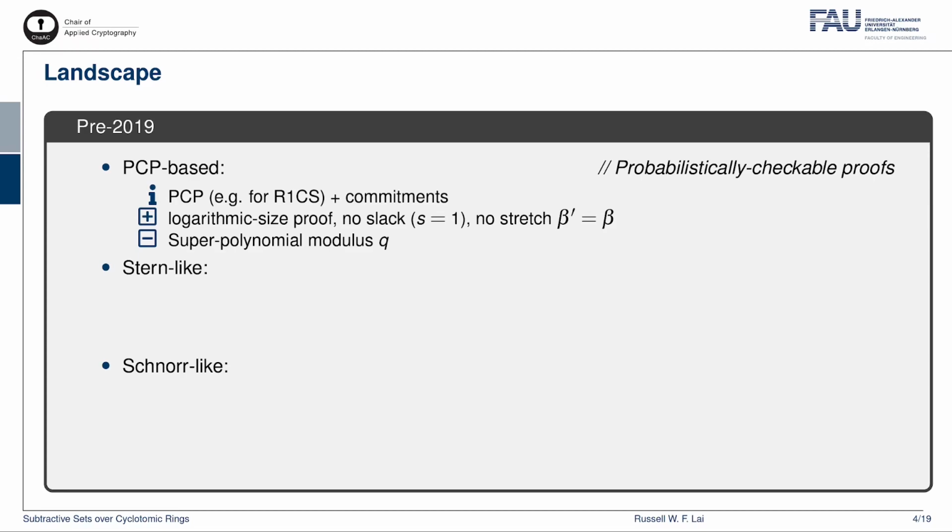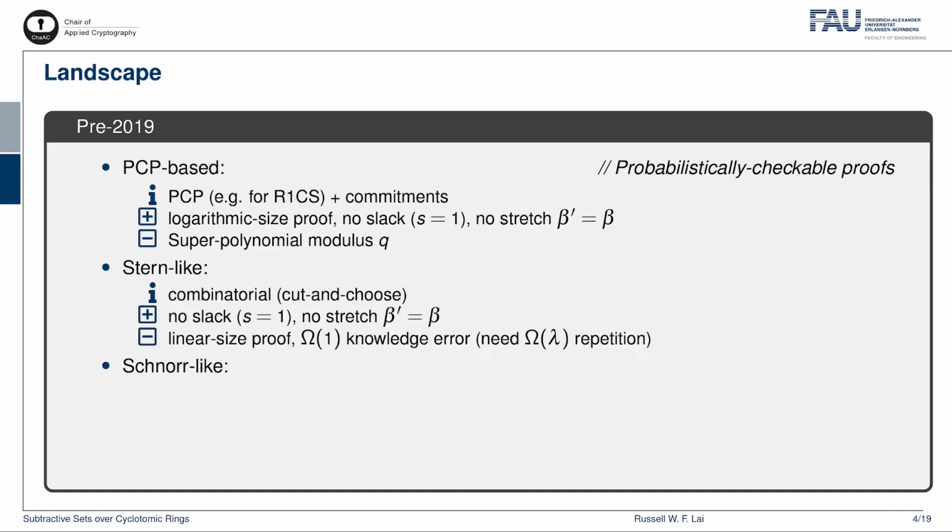These constructions typically achieve logarithmic proof size and can prove the SIS relation without any slack and stretch. However, to achieve negligible knowledge error, a super-polynomial size modulus Q is usually needed, which impacts efficiency. The second type of argument systems for the SIS relation are called the Stern-like systems.